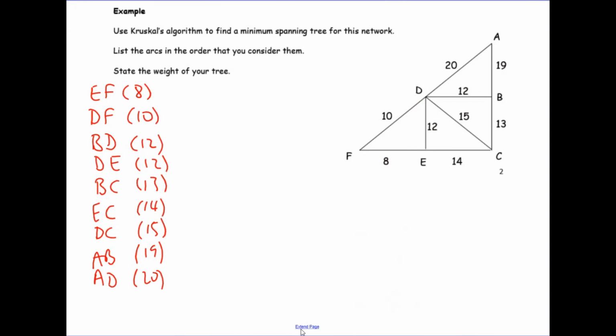What you need to do for Kruskal's algorithm, it will always say list the arcs in the order that you consider them. So as we add them on, I'm going to build up a list. I'm also going to draw it as I go along as well. So if you've not got loads of space, but if you can squeeze in a little diagram.